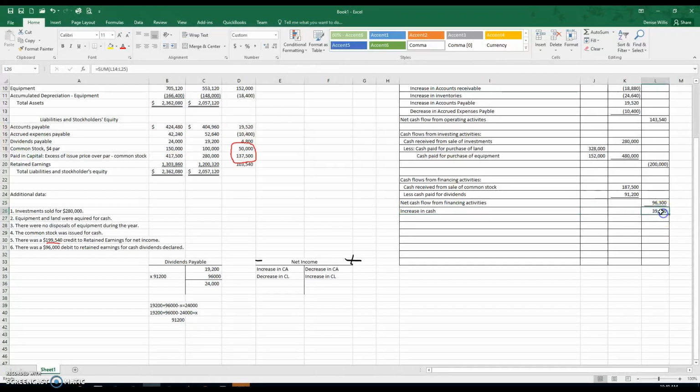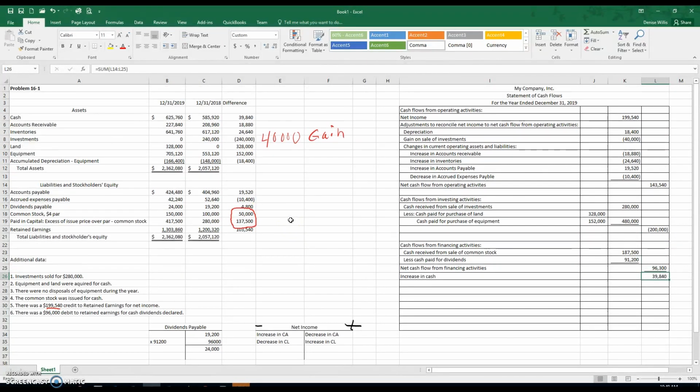Okay, now look, 39,840. Let's come back up here, and you'll see 39,840 right here. We said that was the change in cash, and that's exactly what we have now. So far it's looking really good. So now we are going to add in our cash at the beginning of the year. Okay, cash at the beginning of the year, what was it? It is this number right here. And if we have cash at the beginning of the year and we add it to the increase in cash, we're going to get cash at the end of the year.